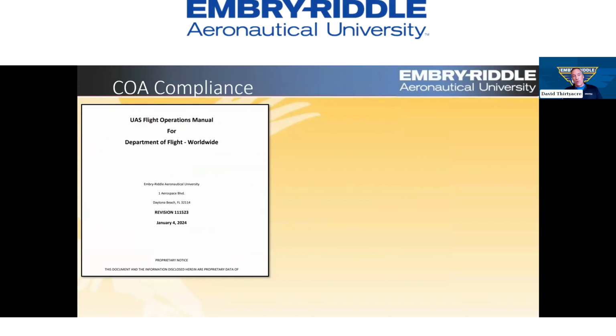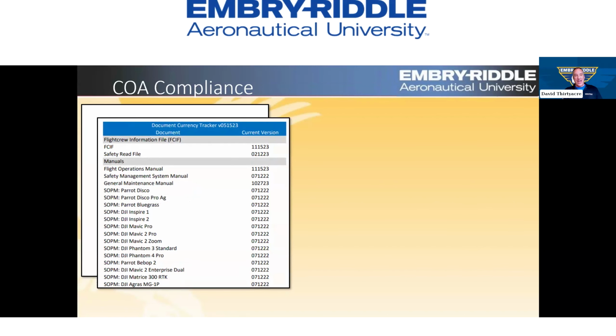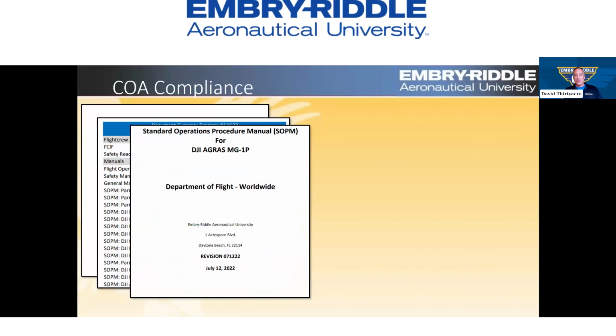So this is how we run our shop, and fortunately, because of the AUVSI Trusted Operator Program as a training provider, we are required to do all this stuff anyway because of that. So for us, this was really easy because we already had it all. But for example, you have to have that flight operations manual. You have to have a way to track the documents in that for all the different things you're doing. You need to have some sort of a manual for the aircraft. This is ours for our standard operating procedures for the MG-1P.